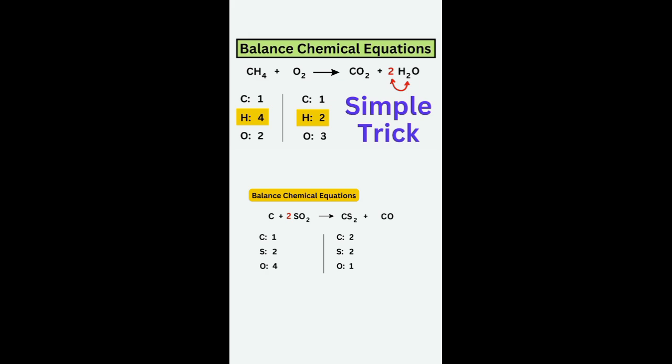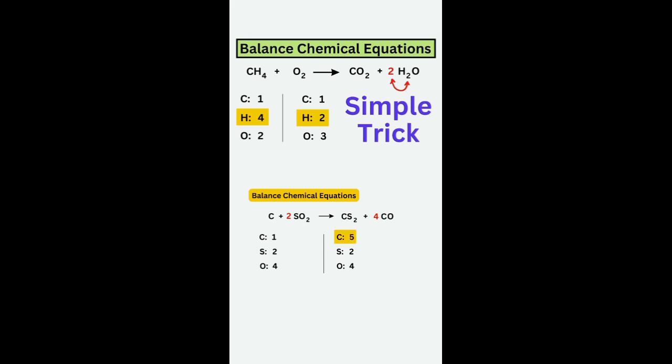Next, let us fix oxygen. After our change, the left side has 4 oxygens, but the right side has only 1 oxygen from carbon monoxide. To match oxygens, we will put 4 in front of carbon monoxide on the right. That means 4 times 1 oxygen equals 4 oxygens on the right. Now recount carbons and oxygens on the right. Carbon disulfide gives 1 carbon, and carbon monoxide with coefficient 4 gives 4 carbons. So the right side now has a total of 1 plus 4 equals 5 carbons, 2 sulfurs, and 4 oxygens.